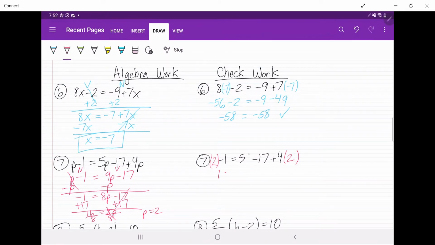Whoops, I forgot to replace another p. 2 minus 1 is equal to 1. 5 times 2 is 10 minus 17. And 4 times 2 is positive 8. 10 minus 17 is going to give us negative 7. Bring down the positive 8 and the 1. And negative 7 and positive 8 make a total of positive 1. So 1 does equal 1. And we check to see that our answer, p equals 2, is correct.